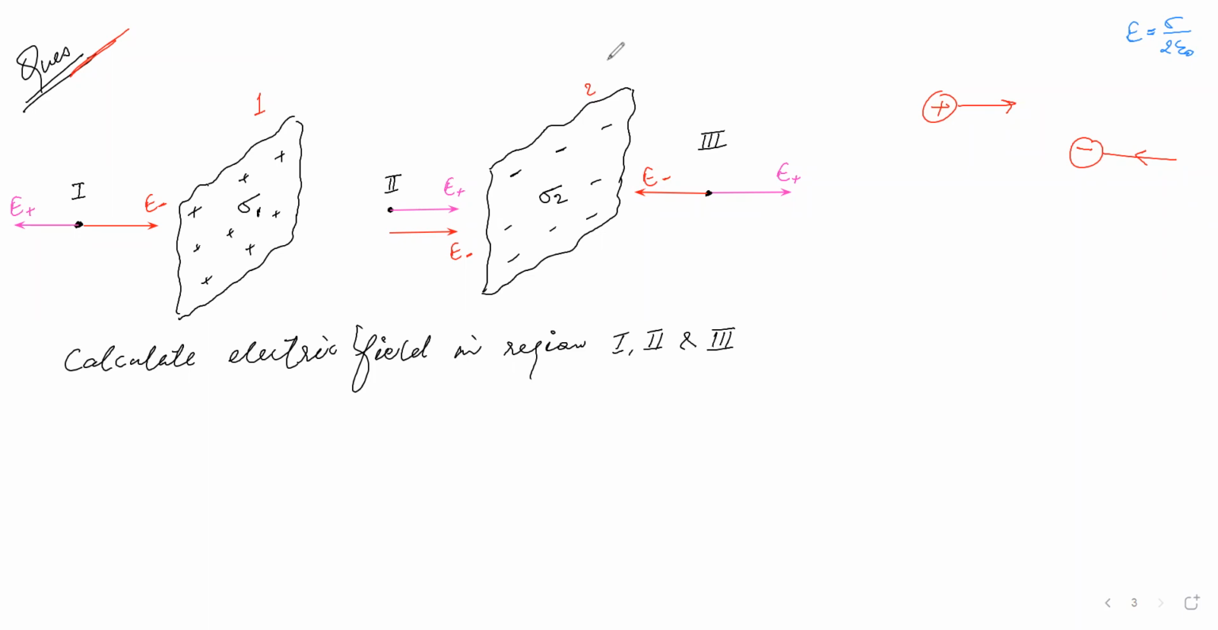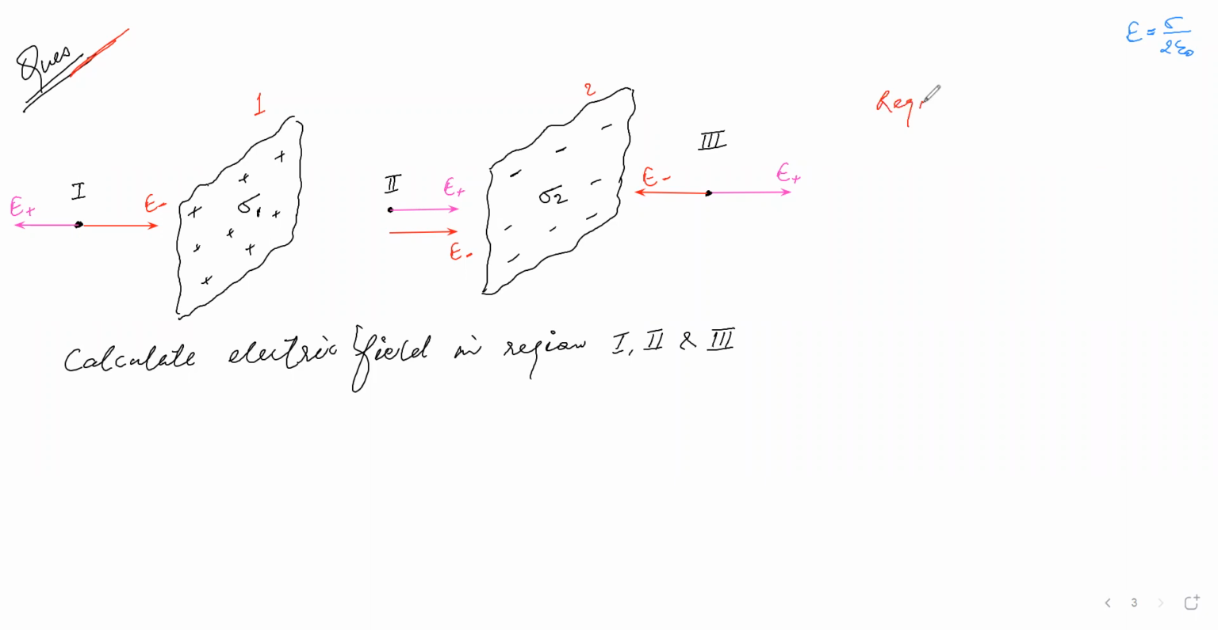And when you are going to draw field lines due to sheet 2, then there is no need to concentrate on sheet 1. You should only and only focus on sheet 2. Are you clear or not? Yes, sir. Yeah. So now we can calculate the field here for region 1.